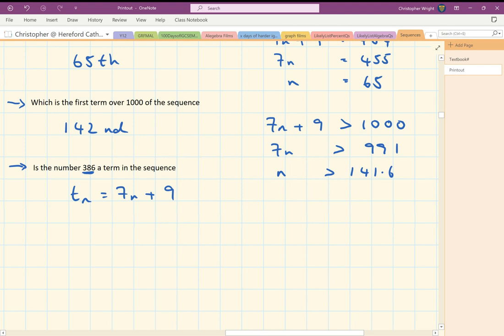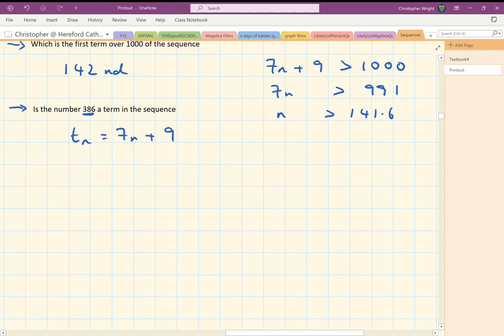Well, I'm going to see what value of n would give me an answer of 386. So let's try and solve 7n plus 9 equals 386. Well, in that case, 7n would have to be 386 minus 9, 377, and n would have to be, I wonder if it's going to be a whole number. If it's a whole number, then I've got an answer, but actually n in this case has got to be 53.9 to one decimal place. So there's no way I can have a whole number value of n and get 386.